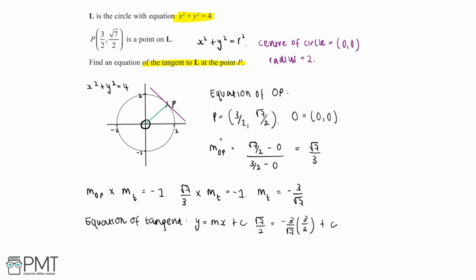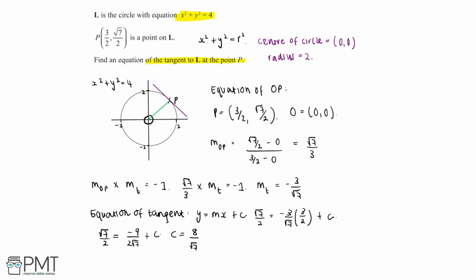So we can simplify this. We say root 7 over 2 is equal to -3 over root 7 multiplied by 3 over 2, which is -9 over 2 root 7, plus c. Taking the -9 over 2 root 7 to the other side, c is equal to 8 over root 7. So we found that m is equal to -3 over root 7 and c is equal to 8 over root 7. And so the equation of the tangent to L at the point P is given by y equals -3 over root 7 x plus 8 over root 7.